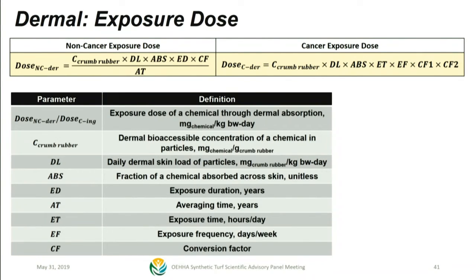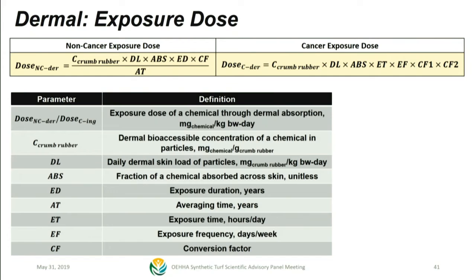So we have the crumb rubber. What I'm worried about is, let's see, the DL is dermal loading, milligram per kilogram body weight day. But if you multiply that by the exposure time, hours per day, and the frequency, days per week, you get hours per week, right? I guess I'm still having trouble following how that leads to what we would want for a cancer potency calculation. Same problem with the ingestion one.